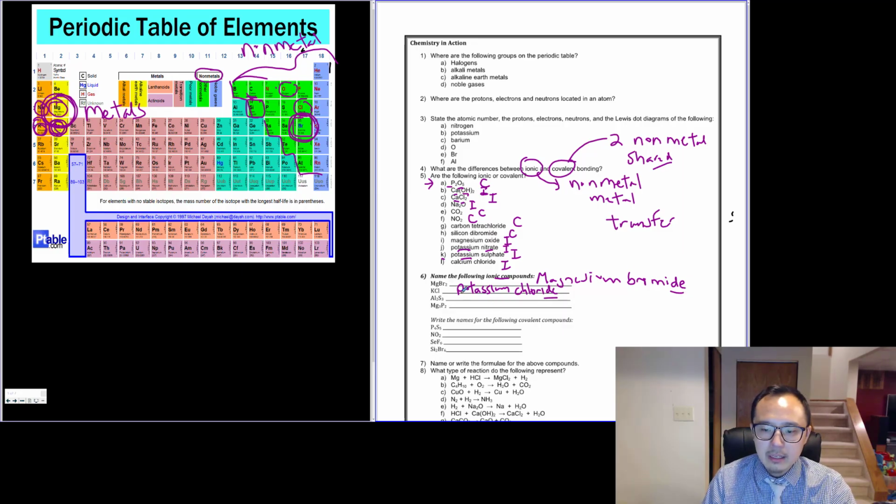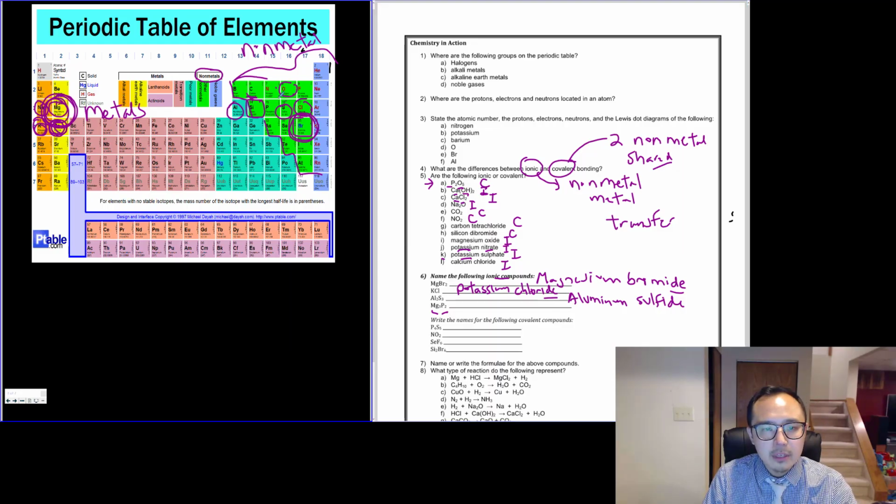And then the next one is your aluminum sulfide. So you have your aluminum here, and then your sulfur is here. So this is aluminum sulfide. So that's your aluminum sulfide. And then the next one is magnesium phosphide. So you see that magnesium's here, phosphide is over here.